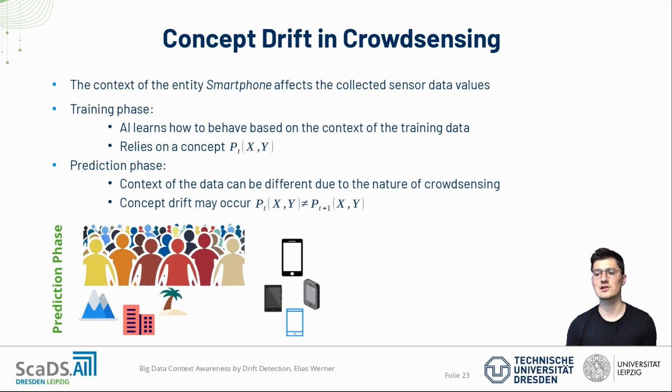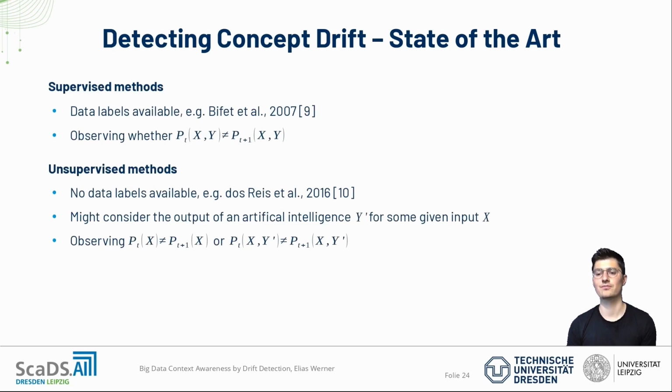Luckily, in the literature there are some methods available to deal with concept drift. In general, there are two categories: supervised methods and unsupervised methods. The supervised ones require data labels and rely on the observation whether the probability distribution over x and y has changed over time. For the unsupervised case, no data labels need to be available, since these methods might consider the output y prime of an artificial intelligence for some given input x. Then they observe whether the probability distribution of x, meaning only the input, has changed, or over x and y prime.